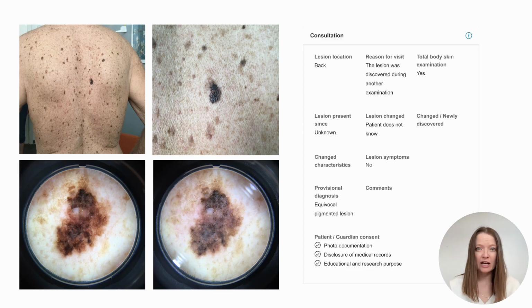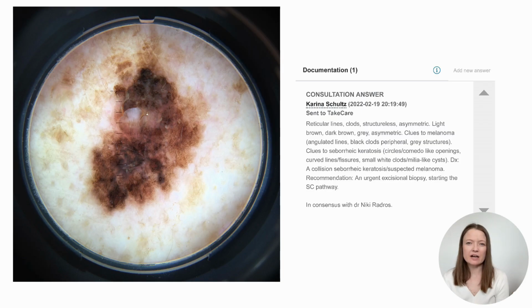An overview, a close-up, and 2 dermatoscopic images, polarized and unpolarized, are uploaded in the mobile application together with background information. Relevant information includes age, gender, and the individual lesion's history. The primary care specialist is provided with a dermatoscopic description of the lesion with a preferential diagnosis and recommendation for management. A consultation report is issued by at least 2 dermatologists in consensus.